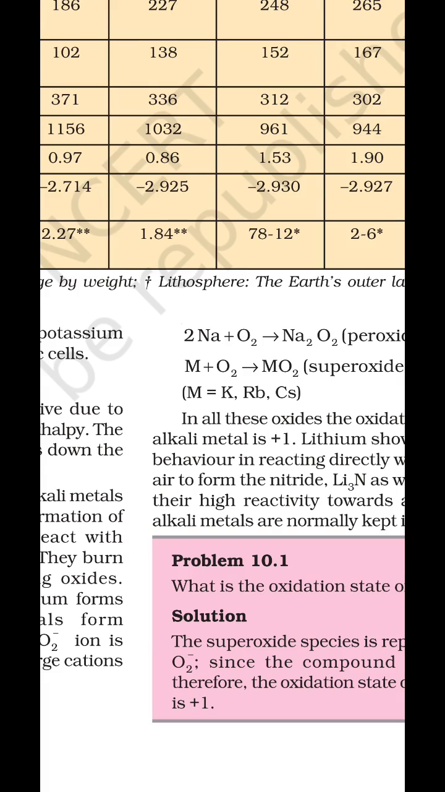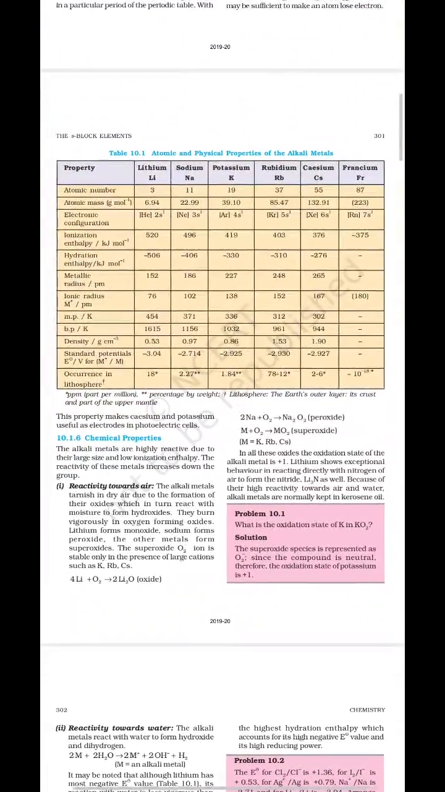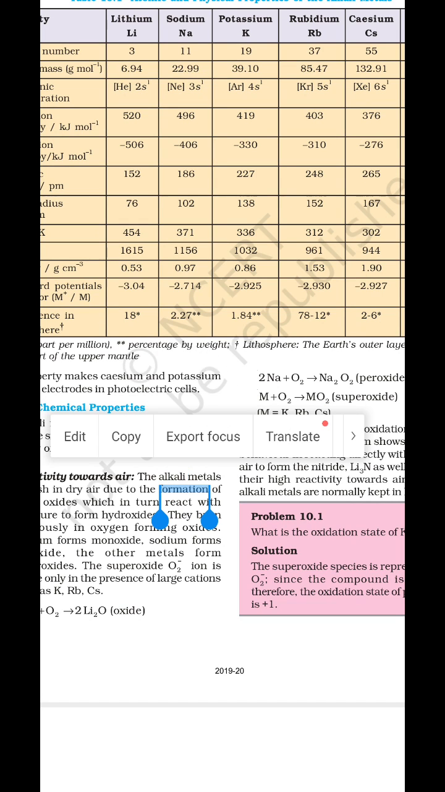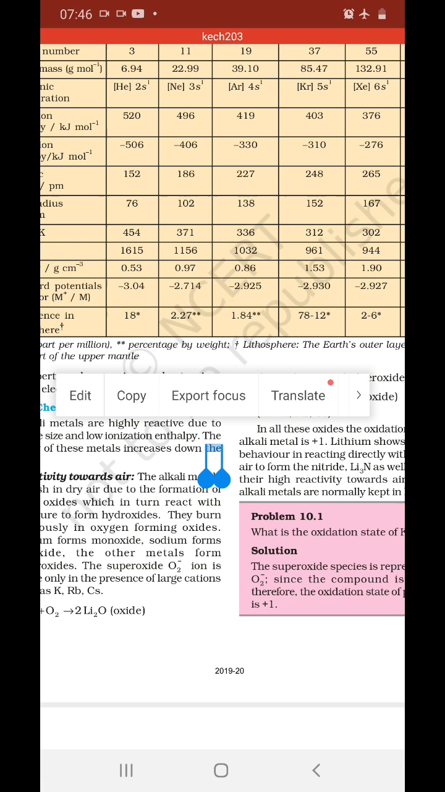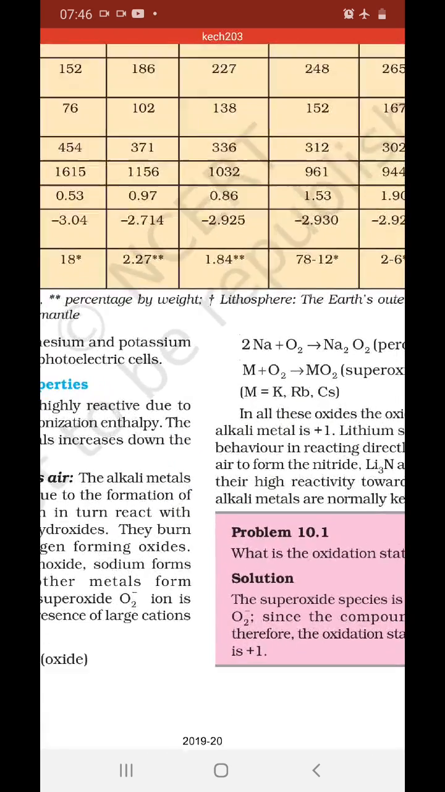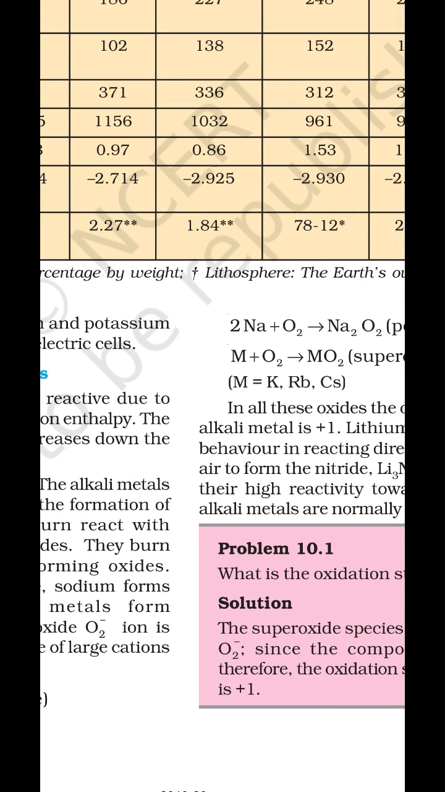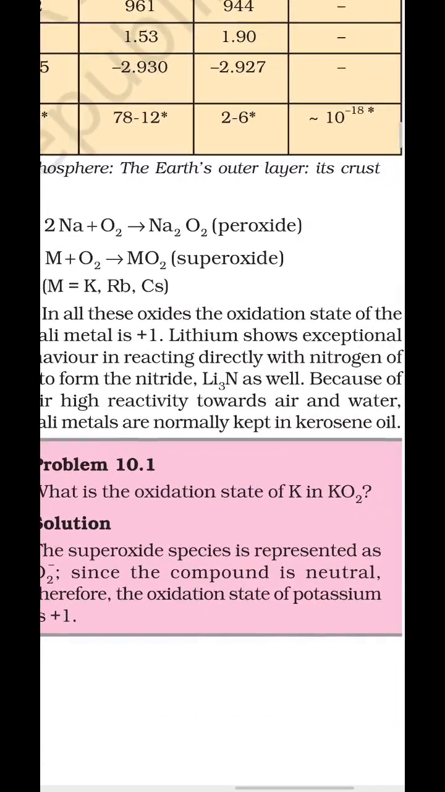Why? See here, two lithium combine with one oxygen. Here two sodium combine with two oxygen. Here one potassium and one potassium, rubidium and cesium combine with two oxygen. It means reactivity toward oxygen increases, means the tendency to react with more and more oxygen increases as we move down the group. This is because as we move down the group, the size of the alkali metal increases. That's why they can stabilize.